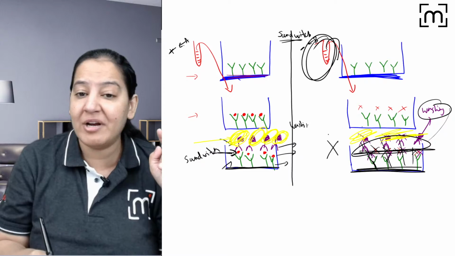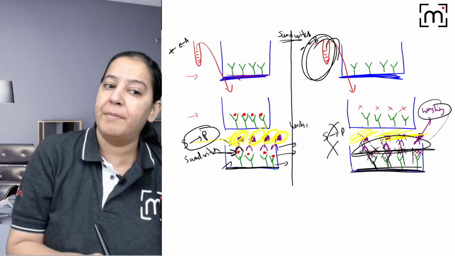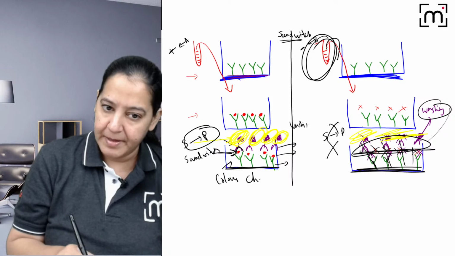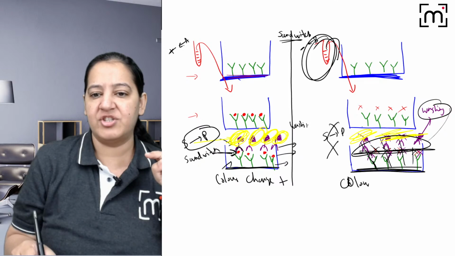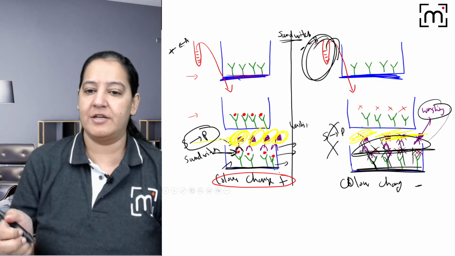But here, since enzyme is present, because the antibody is present, enzyme linked antibody, substrate will get converted to product because the enzyme is present and color change is visible. So here, we can see color change positive. Here, we will see no color change. So here, we will see color change negative. So let me conclude. Finally, what is the conclusion? Can you help me? If color change is positive, the test is positive. If color change is negative, the test is negative.